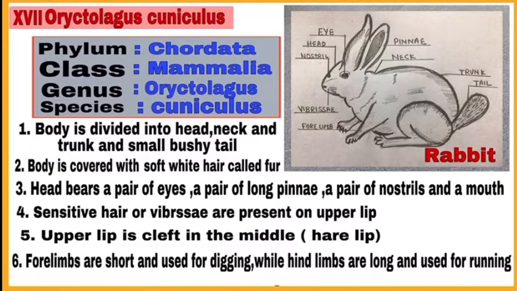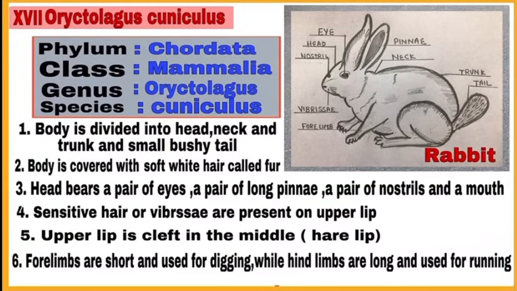Come to next organism, Oryctolagus cuniculus, phylum Chordata, class Mammalia. It is a rabbit. See its features. Body is divided into head, neck and trunk and small bushy tail. Body is covered with soft white hair called fur. Head bears a pair of eyes, a pair of long pinnae, a pair of nostrils and a mouth. Sensitive hair or vibrissae are present on upper lip, and upper lip is cleft in the middle. This type of lip is called as hare lip.